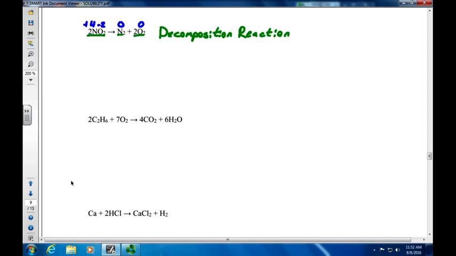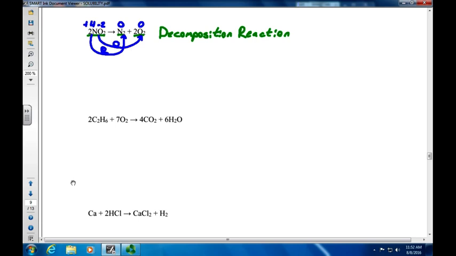And it doesn't have another name, it's simply a decomposition reaction. So getting back to determining what is the oxidizing and what is the reducing agent, you'll note that in our NO2 the oxygen is increasing from a -2 to a 0. So the oxygen is oxidizing. Conversely, the nitrogen is dropping from a +4 to a 0, so it is reducing.